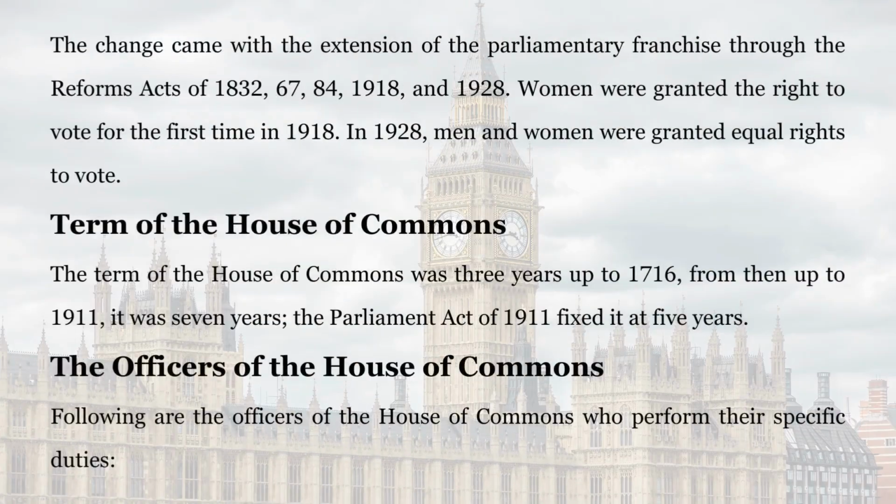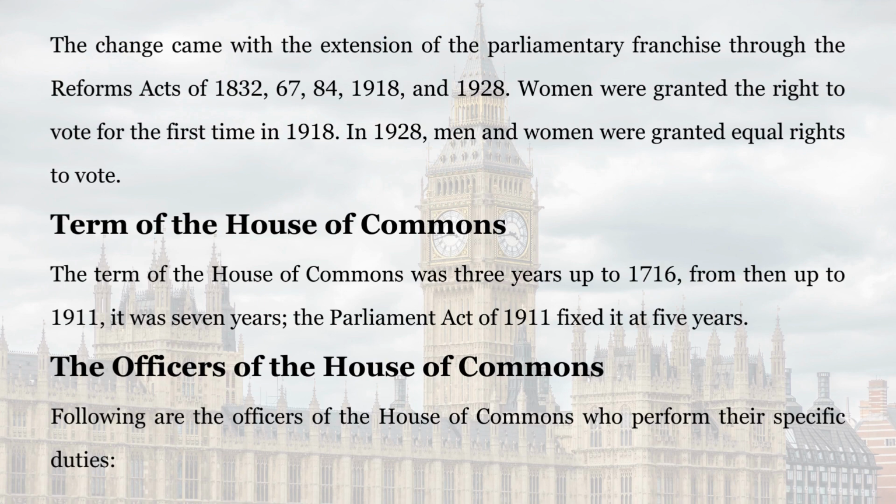The change came with the extension of the parliamentary franchise through the Reform Acts of 1832, 67, 84, 1918, and 1928. Women were granted the right to vote for the first time in 1918. In 1928, men and women were granted equal rights to vote.